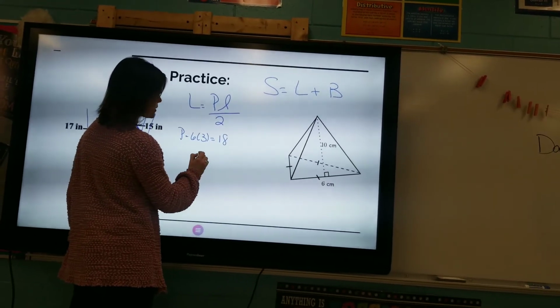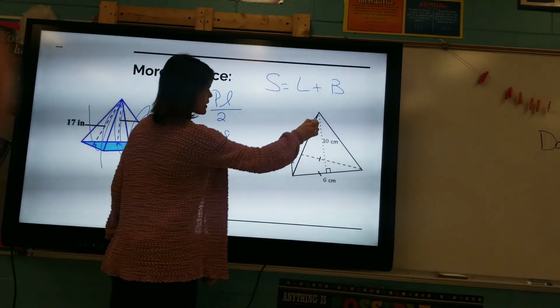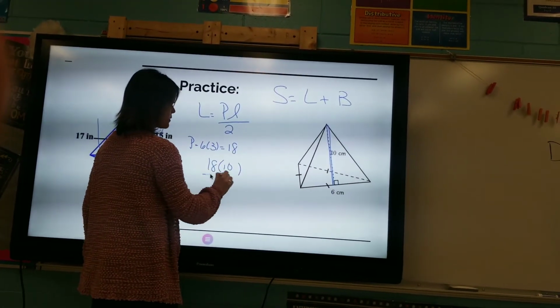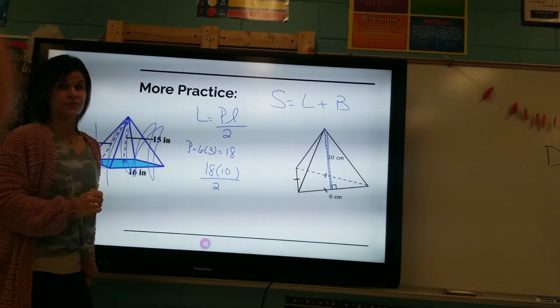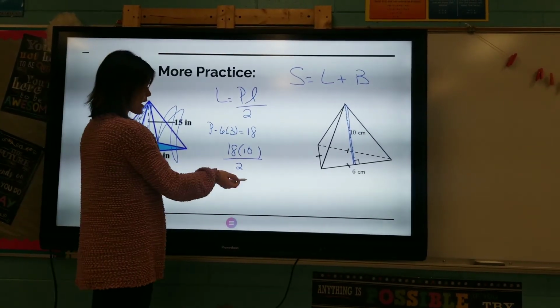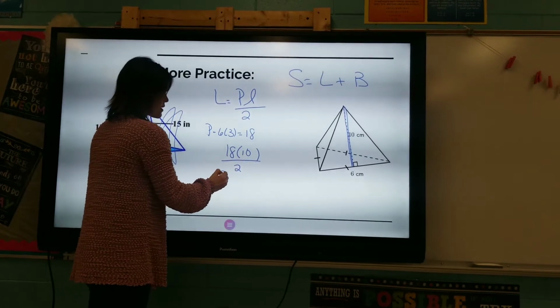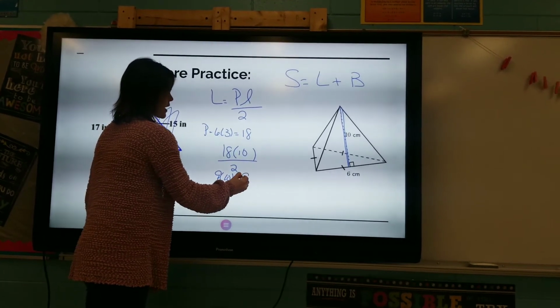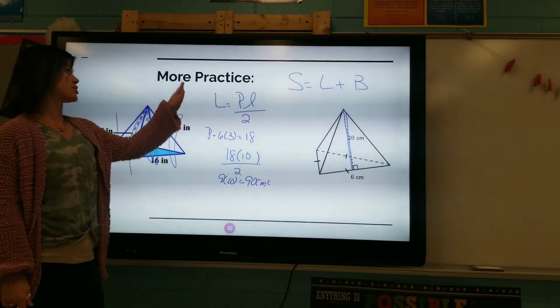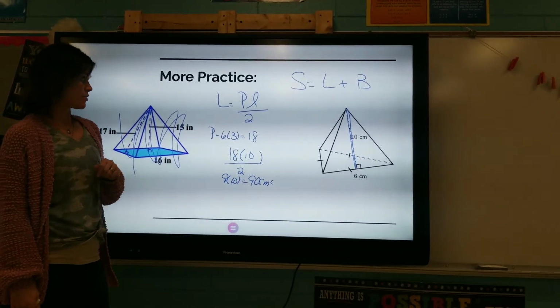I am then going to take 18 times my slant height, which is my 10, and divide it by 2. Again, because I have a power of 10, I do not need a calculator here. We can take half of 18, which is 9, and 9 times 10 is going to give us 90 centimeters squared. However, that's not an answer yet. That's just the first part of my lateral area.